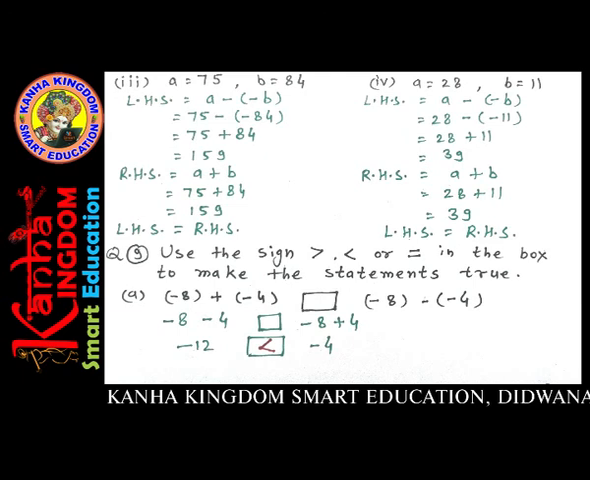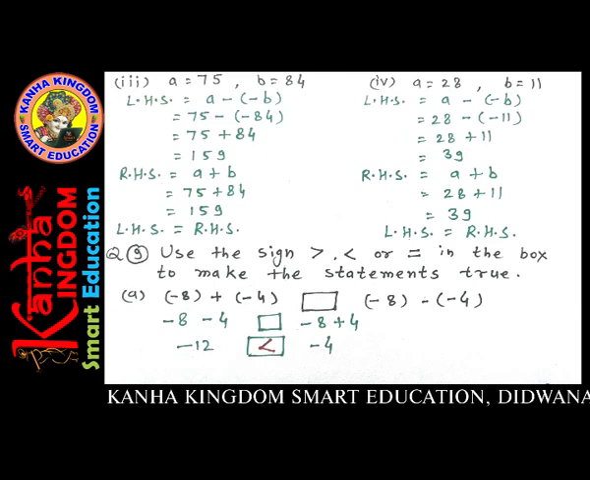Third question is a is equal to 75, b is equal to 84. Left hand side a minus b, putting the values of a and b. 75 minus 84, minus into minus is equal to plus. 75 plus 84, the answer is 159. Right hand side a plus b, putting the values of a and b. 75 plus 84 is equal to 159. So right hand side is equal to left hand side.